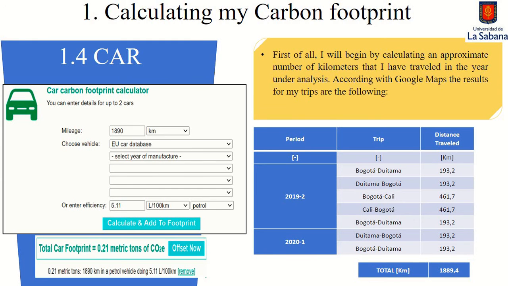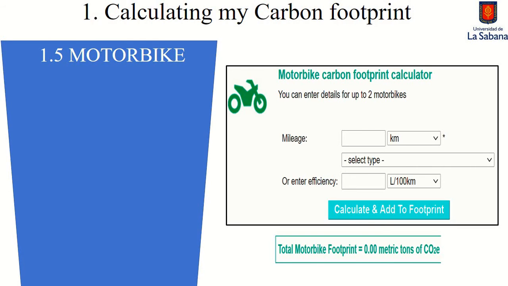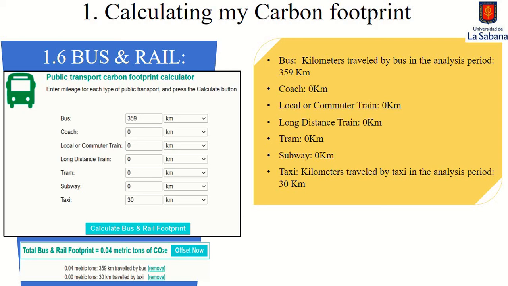In motorbike, I have not ridden a motorbike in the last year, therefore 0. Bus and taxi, an estimate of kilometers traveled by bus and taxi will be taken. Bus trips correspond to trips that I rarely made from the Fab Lab to my home while I was studying. The trips by taxi correspond to the trips I made in the city of Cali, and the kilometers traveled that I previously mentioned were obtained from Google Maps, and they are approximations.